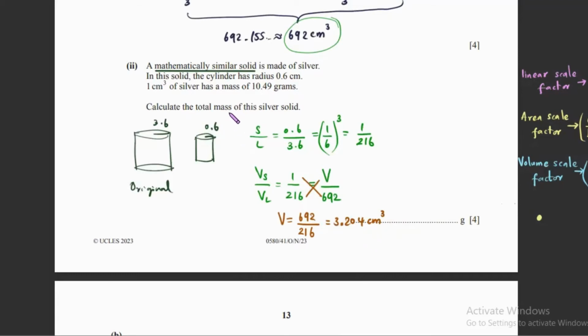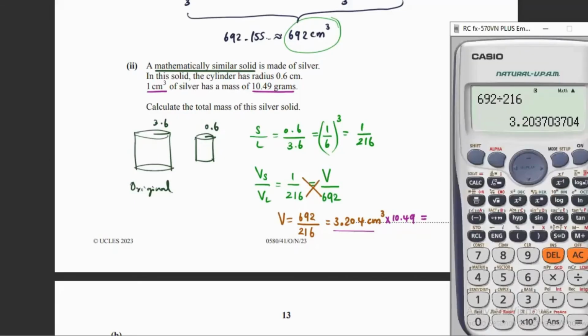But they're asking for the total mass. Every cubic centimeter has a mass of 10.49 grams, so to find the mass it will have, I need to times this by 10.49 to calculate how many grams this will be equal to. So I'm going to times 3.204, or else the answer that I got in the calculation, by this 10.49. So when I do that, I get the answer as 33.6068. So correct to 2 decimal places, I can write it as 33.61.